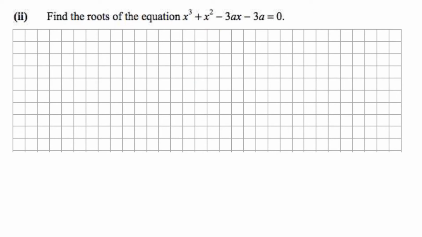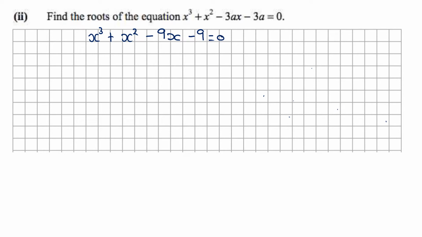The second part of this question then says find the roots of these equations. Of the equation x cubed plus x squared minus 3x minus 3a equals 0. Now, we know that this equation can be updated to be x cubed plus x squared minus 3 times 3, so minus 9x minus 9 equals 0.